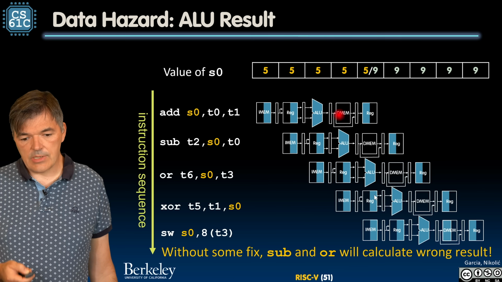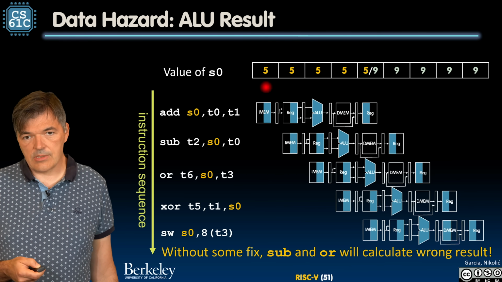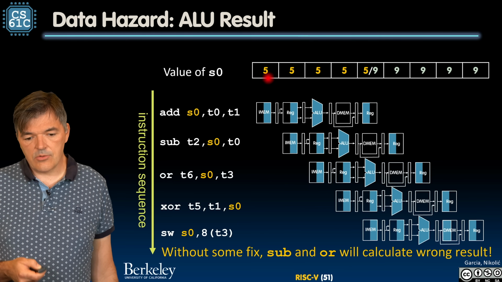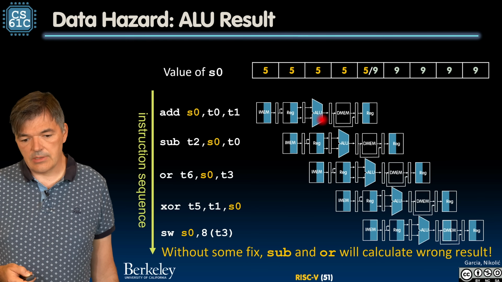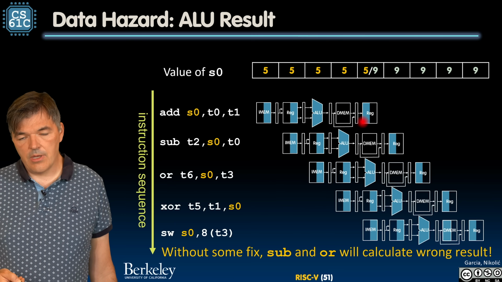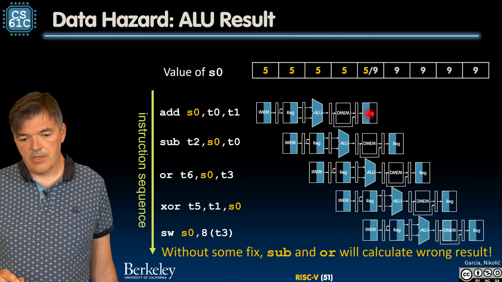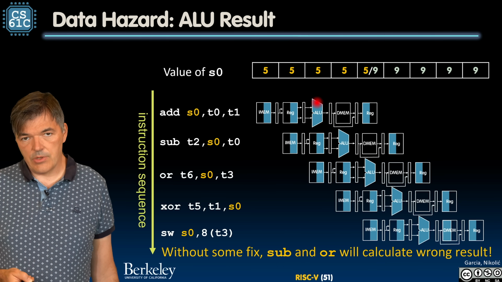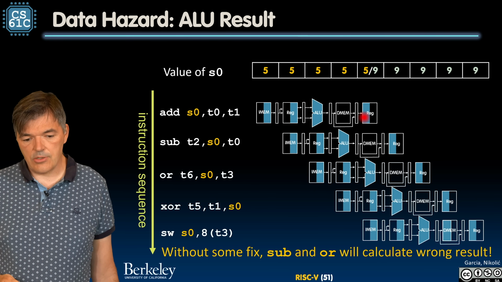But let's take a look at what is happening here. Let's say that the value of S0, starting when this add instruction started its execution, was 5. And it stays 5, and at this point the ALU result is 9, and this 9 is supposed to be written back into a register file, but that doesn't happen until midway through the write back stage of add. So we still have 5 during the execution stage of the add and the memory access stage of the add instruction, and for the first half of the write back stage.